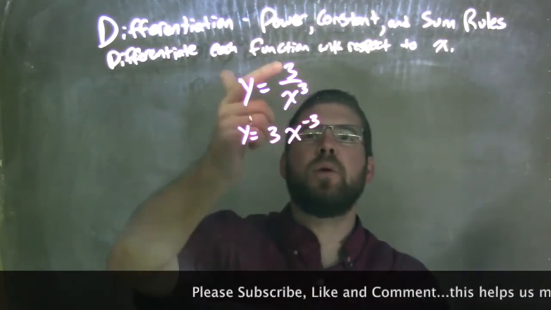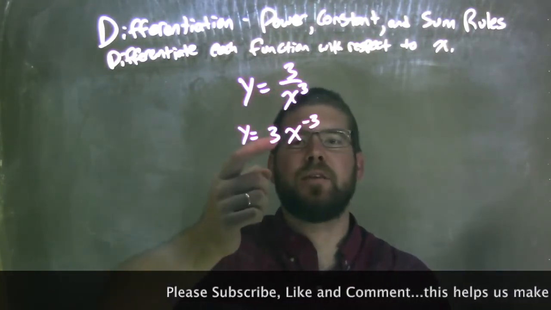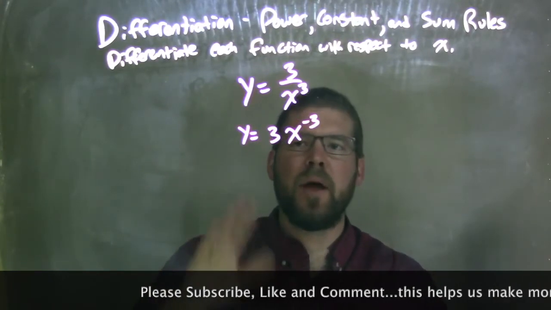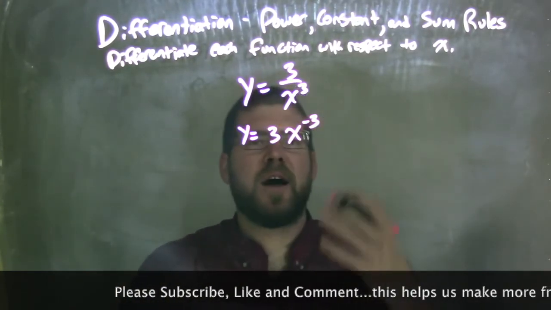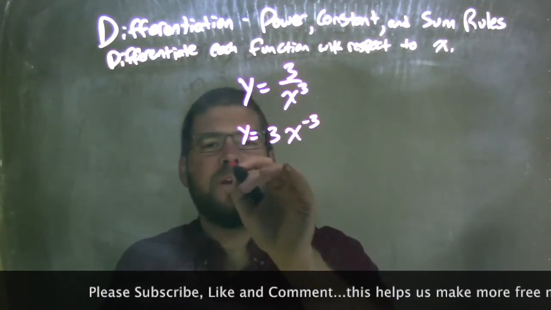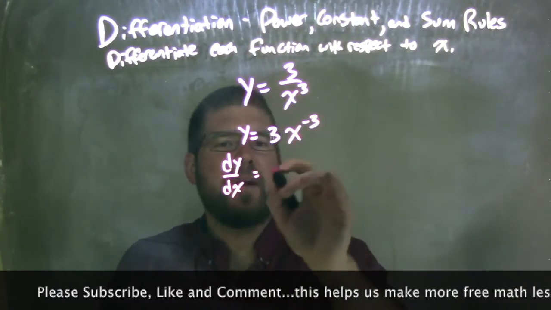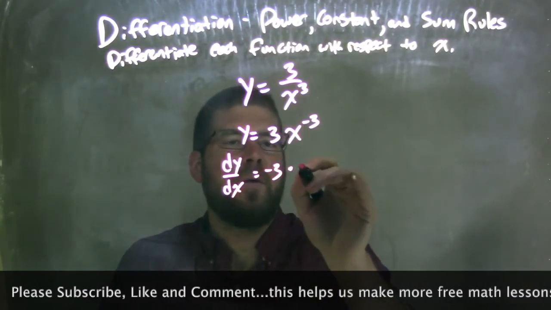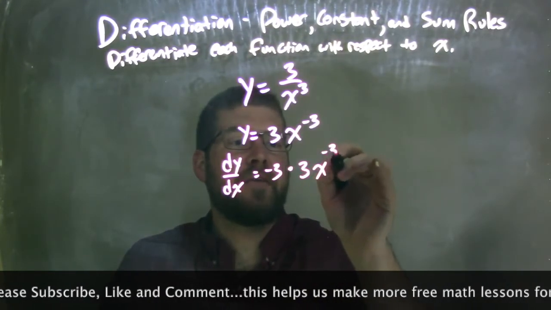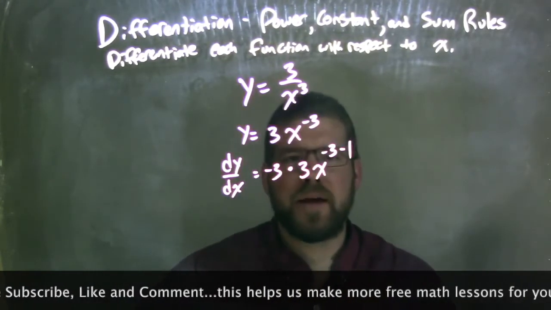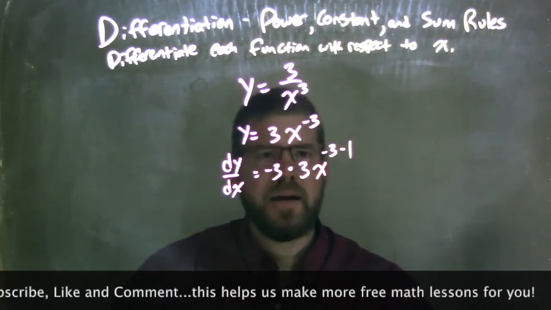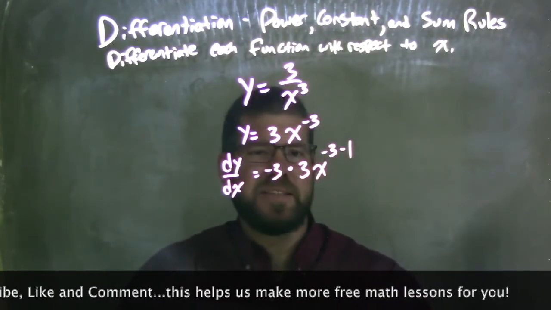Okay? So 3 over x to the third power is the same thing as 3 times x to the negative third power. But what that allows me to do now is, it's easier for me to see the power rule here. So now when I take my derivative, dy dx, the power comes out front, negative 3 times 3x to the negative 3, and we subtract that exponent by 1, negative 3 minus 1. Okay, so now we can simplify.